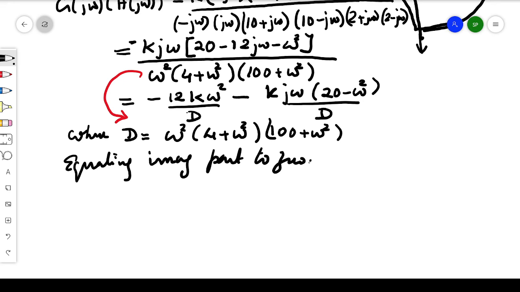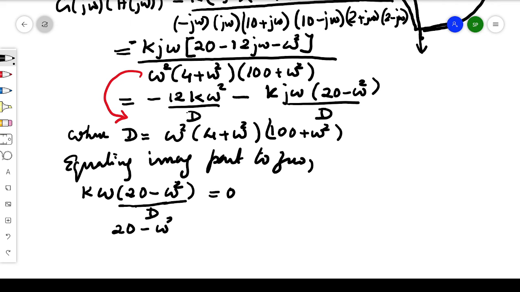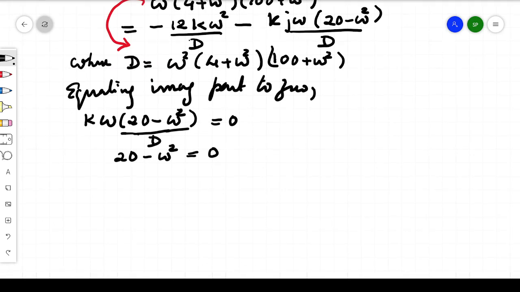Equating the imaginary part to 0, we get omega into (20 minus omega square), that is k omega into (20 minus omega square) by d is equal to 0. So with this we'll be getting 20 minus omega square equal to 0, because the remaining terms all cancel. From this we get omega is equal to square root of 20.